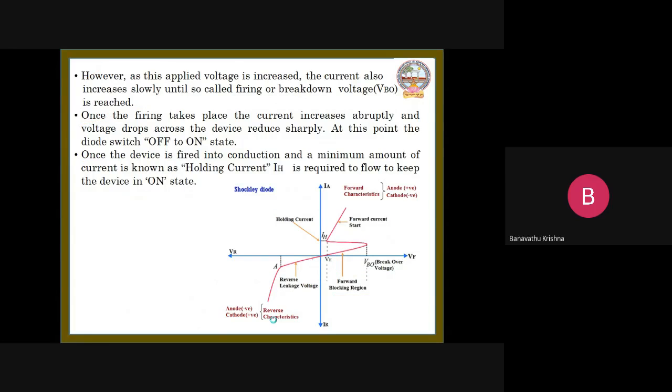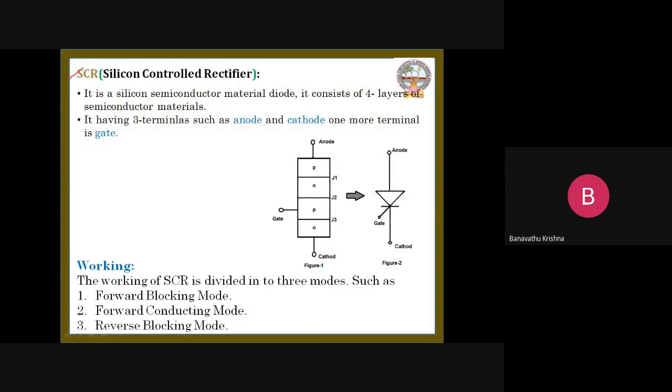Here I am going to discuss one more device, the silicon controlled rectifier. It has a similar fashion, with an anode terminal and a cathode terminal, and one more terminal available, which is the gate terminal. It also has four layers, PNPN, and three junctions J1, J2, J3. This is the structure of the silicon controlled rectifier and this is its logic symbol. It consists of three terminals, three junctions and four layers.